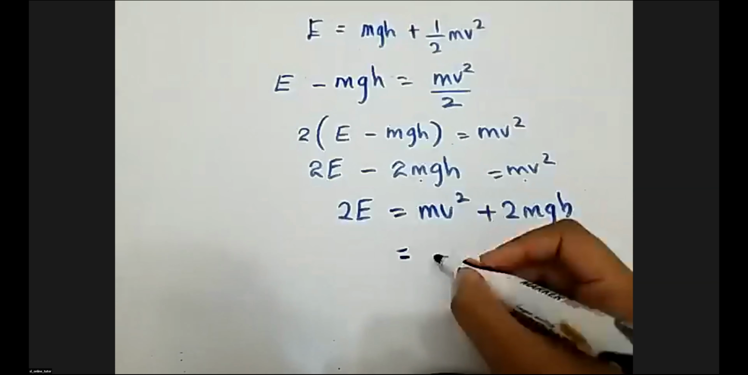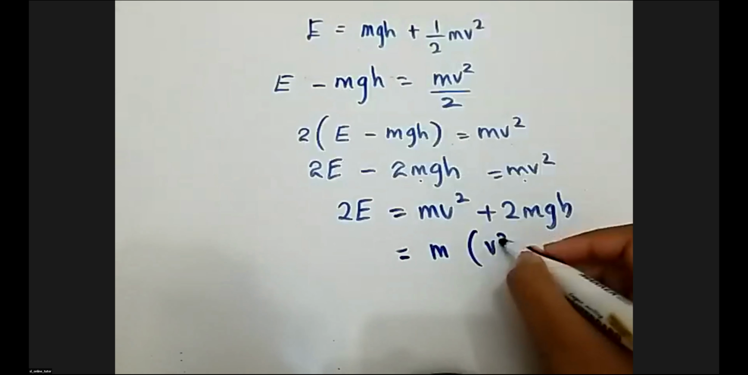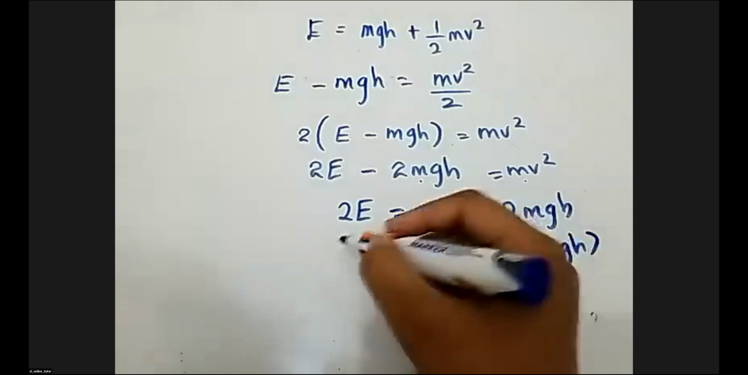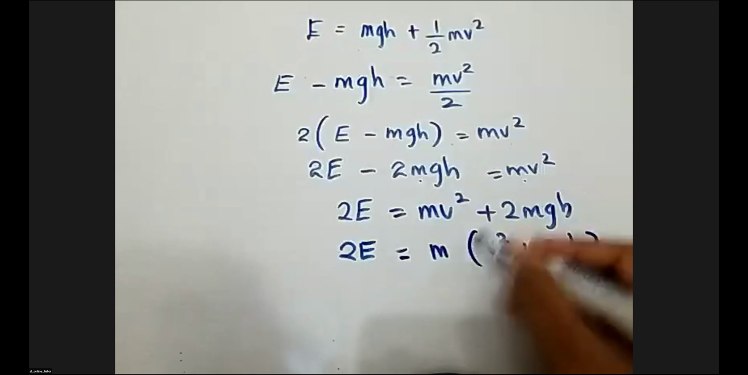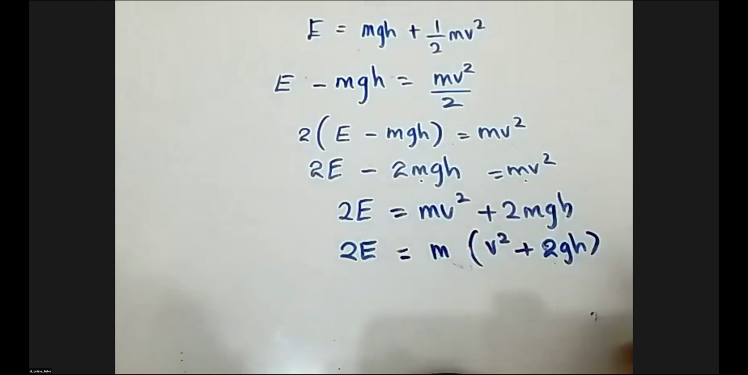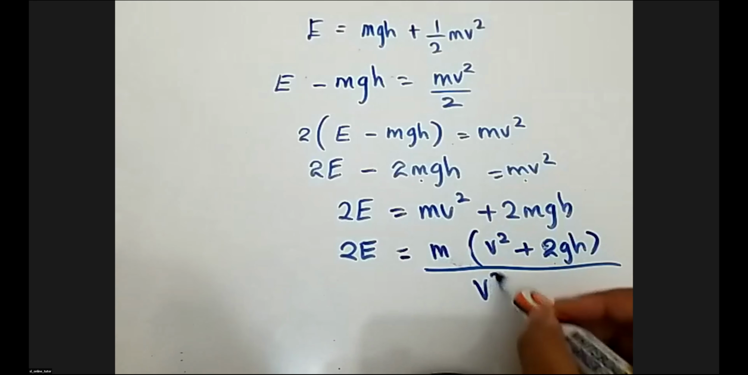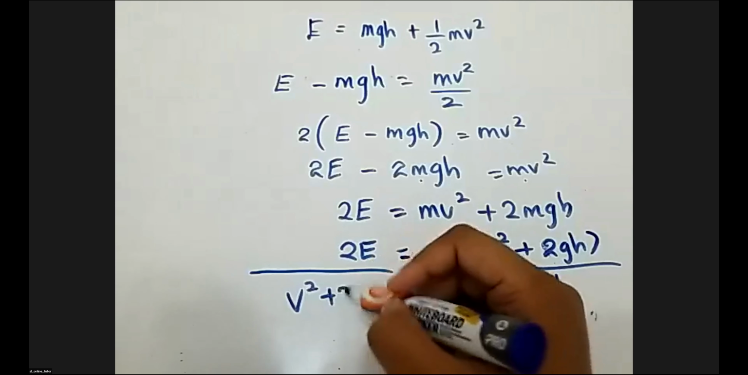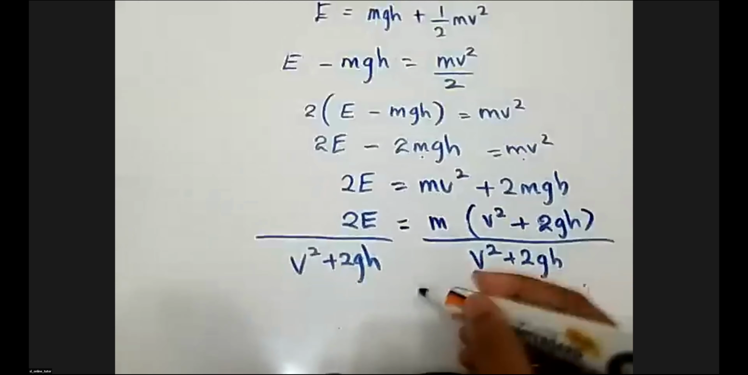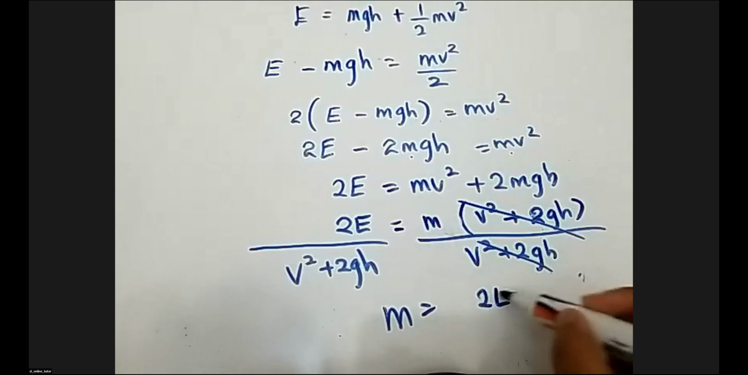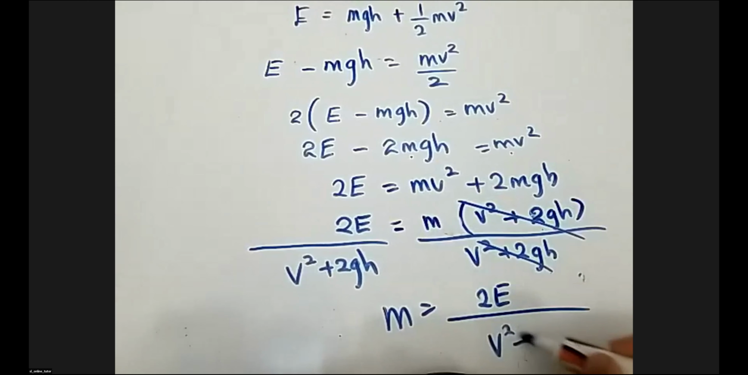Yes, miss. Now m is common, take m out, and write the other things within the bracket. Now remove this unwanted term. It is from a multiplication. Remove the whole bracket from both sides. Now can you see m is alone? What is the equation? m equals 2e over (v squared plus 2g).